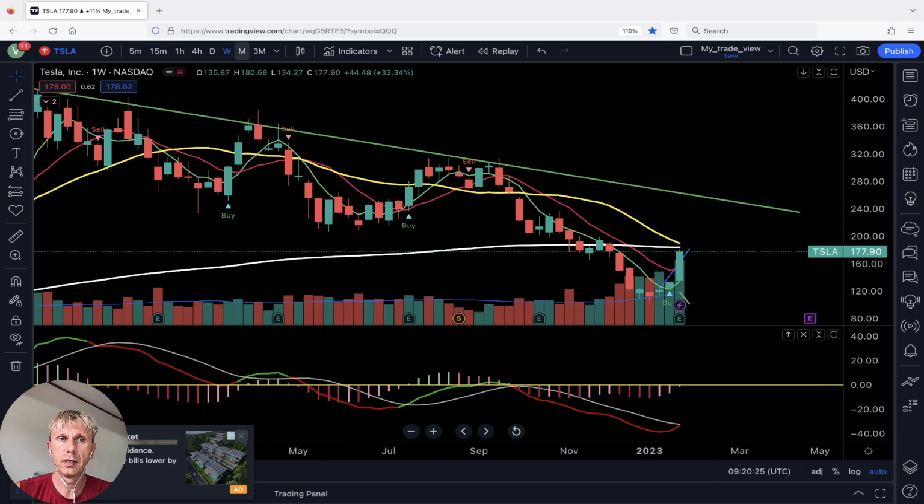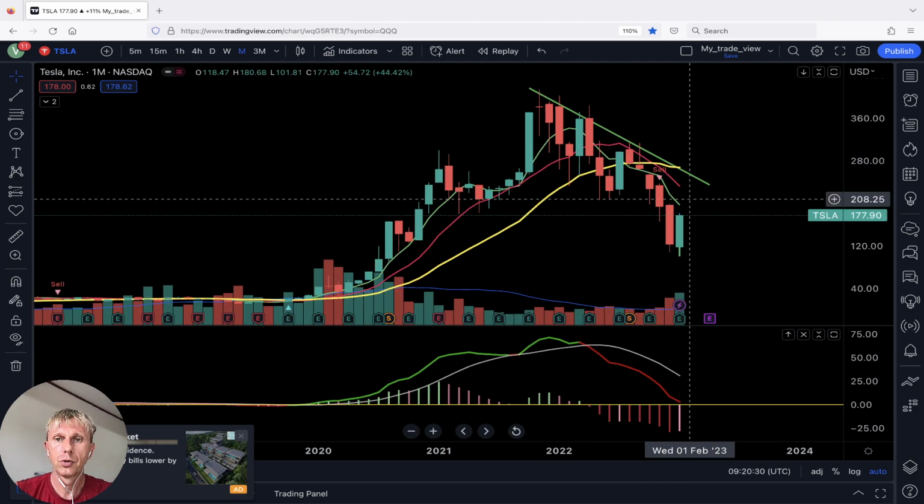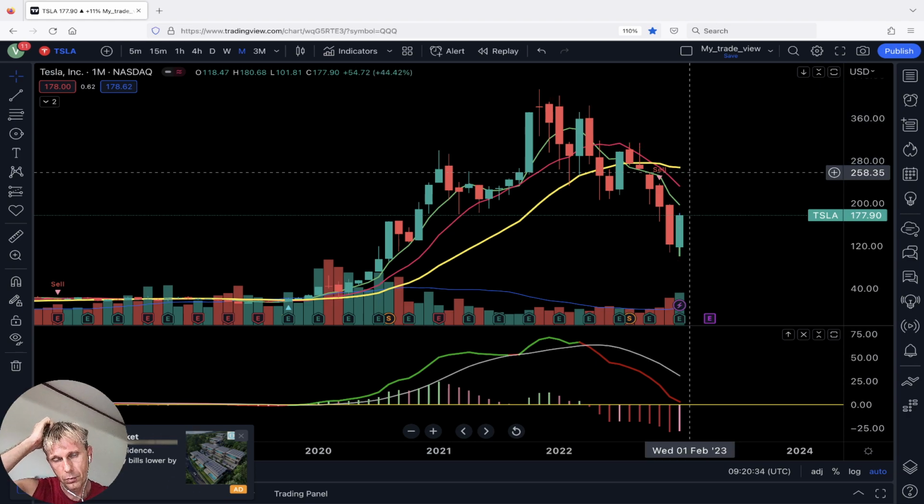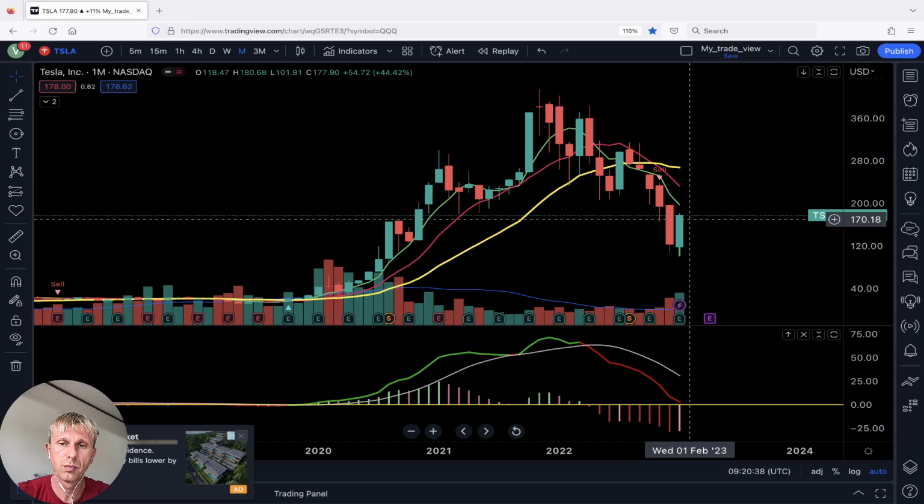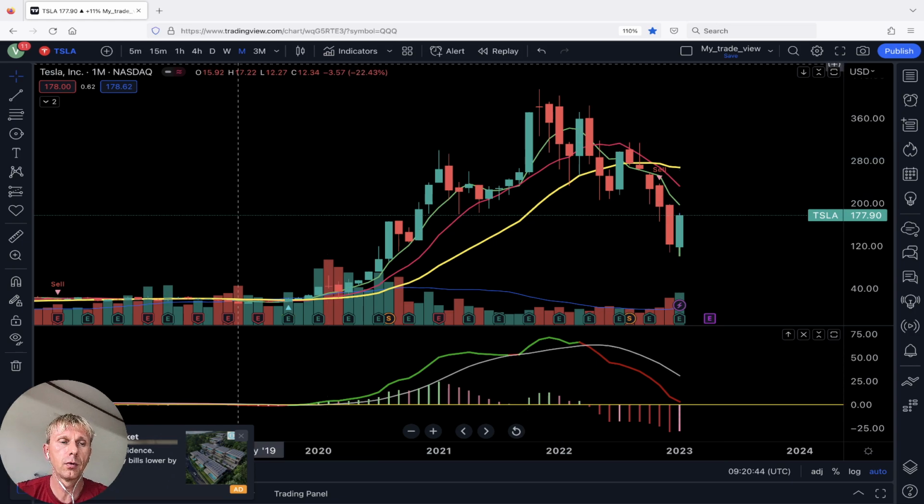On monthly, it's still bearish. No changes. Tesla still bearish on monthly time frame. Even last bar didn't close above the previous bar. Still bearish on monthly. Weekly wants to go bullish.